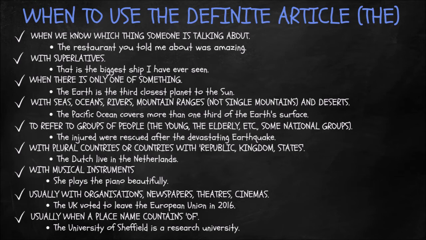And then usually when a place name contains of, this is a great clue actually, and it's one that I give to my students. If you're going to use of in the name, it probably needs the. So the University of Sheffield is a research university. Other examples include things like the Statue of Liberty and the Tower of London.